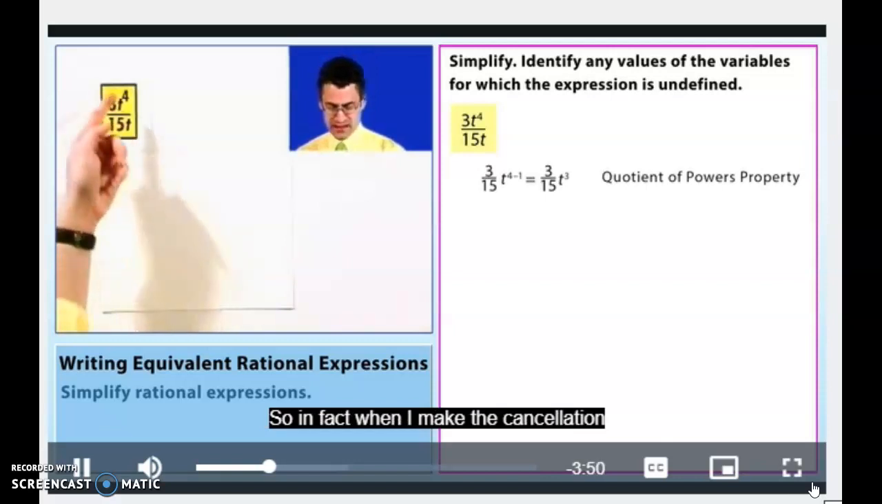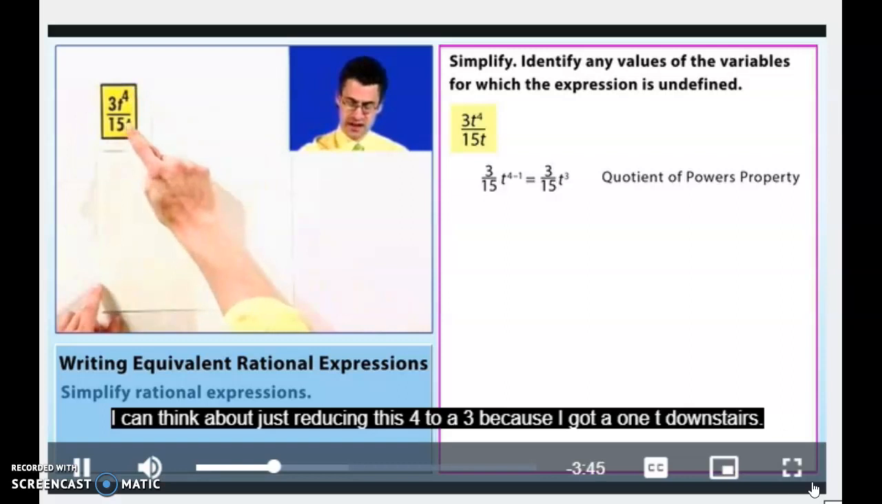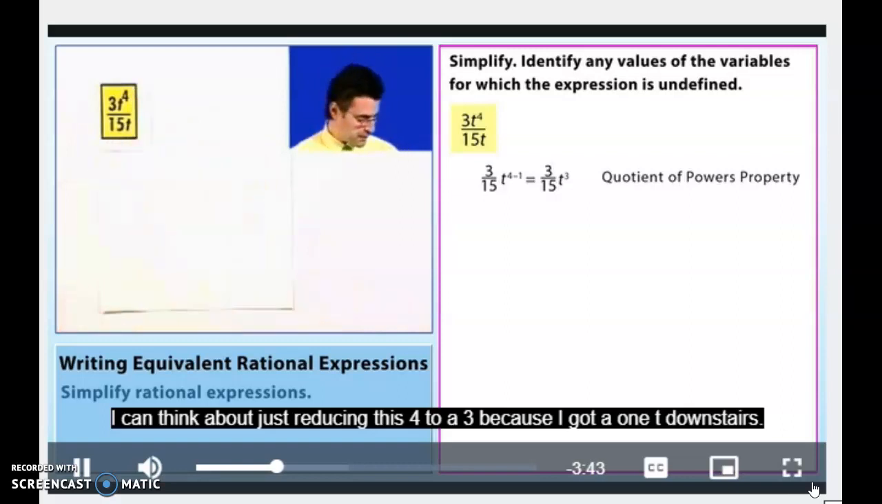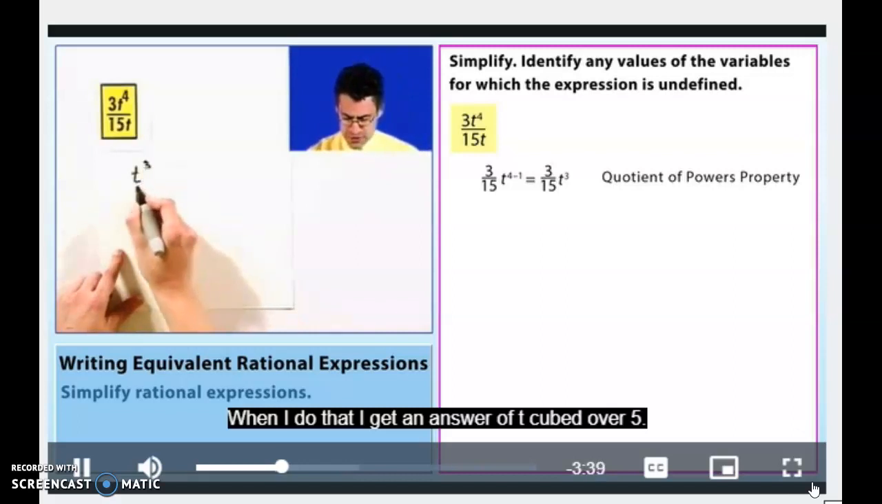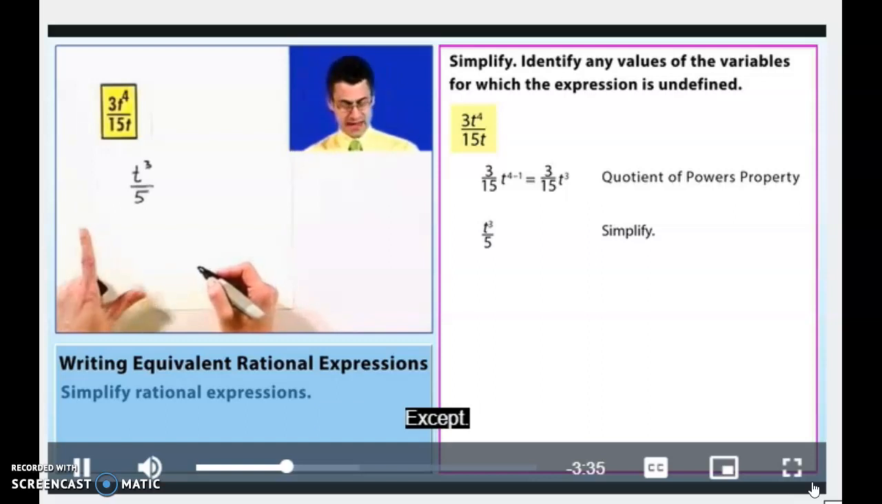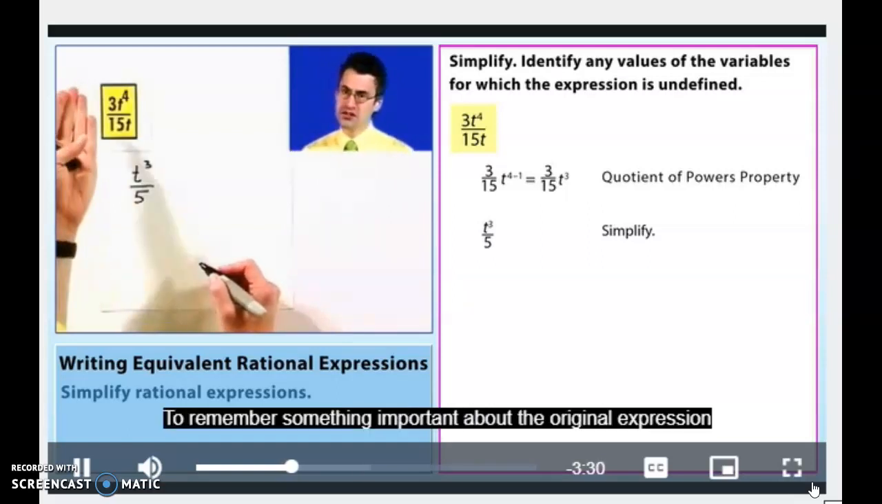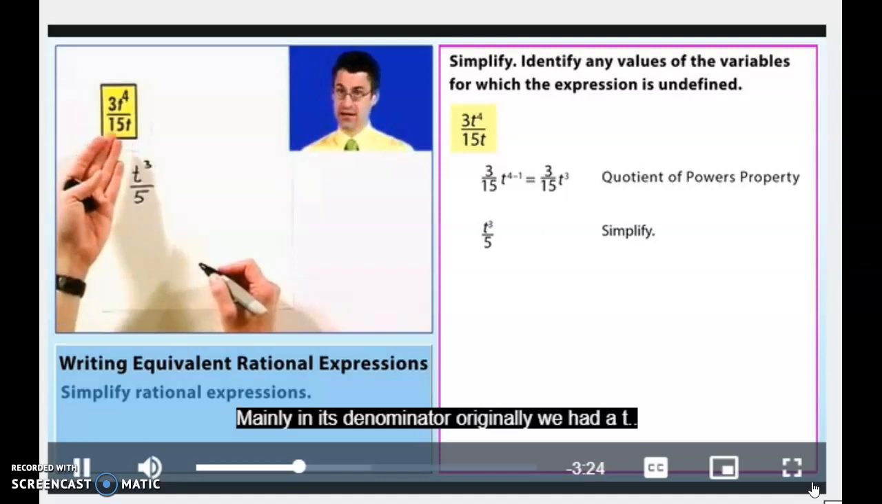So in fact, when I make the cancellation, I can think about just reducing this 4 to 3 because I've got a 1t downstairs. When I do that, I get an answer of t cubed over 5, which seems pretty happy, except to remember something important about the original expression that this expression now lacks. Namely, in its denominator, originally we had a t.